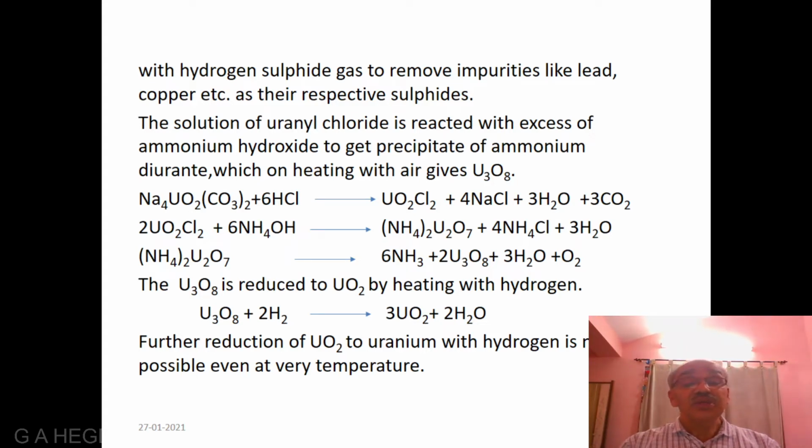The U3O8 is reduced to UO2 by heating with hydrogen. The equation is U3O8 plus H2 gives rise to UO2 plus H2O. Further reduction of UO2 to uranium with hydrogen is not possible even at very high temperature.